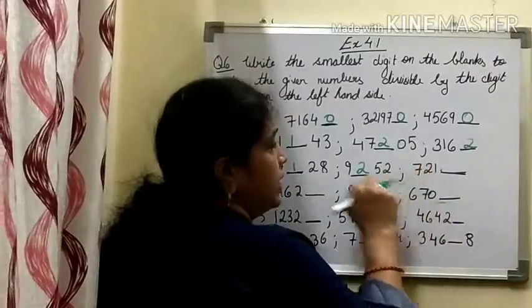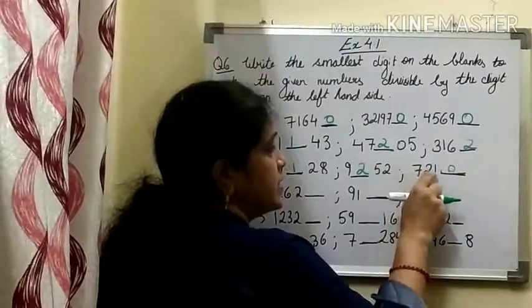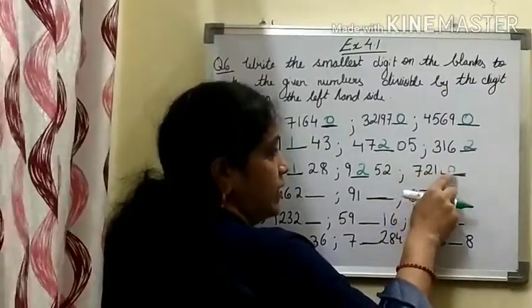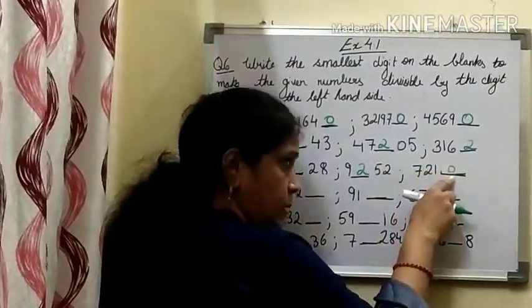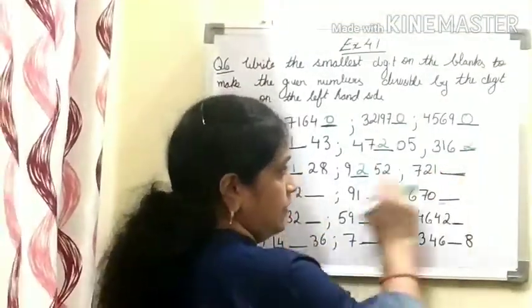Okay. Now here the last digit, if I put 0 here, then what happens? 7 plus 2 is 9, 9 plus 1 is 10. This will be divisible by 2 but not divisible by 3. So 0 we will rule out.